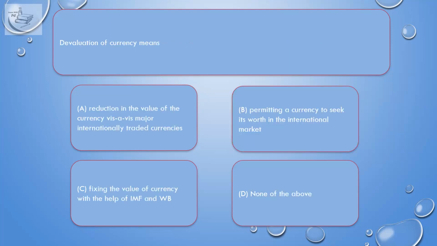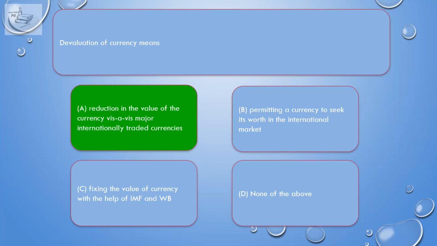Question: devaluation of currency means A. Reduction in the value of the currency vis-a-vis major internationally traded currencies. B. Permitting a currency to seek its worth in the international market. C. Fixing the value of currency with the help of IMF and WB. D. None of the above. Correct answer is A. Reduction in the value of the currency vis-a-vis major internationally traded currencies.